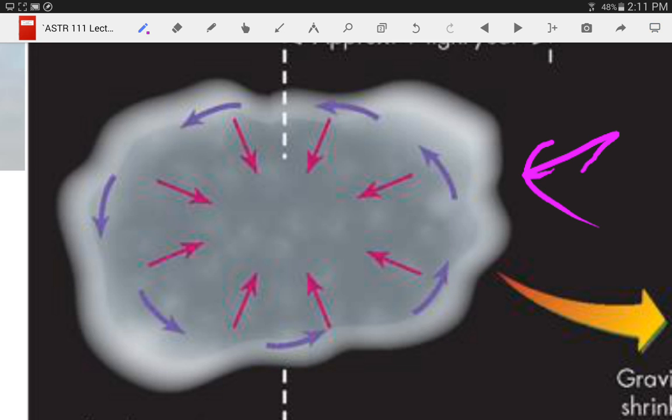But then you have a shock wave. Something comes in, like a sonic boom. That's a shock wave. Or a wake, if you go water skiing. The wake of the boat is a shock wave as well. So that comes and it forces the molecules to get a little closer together. Gravity takes over and it starts shrinking.